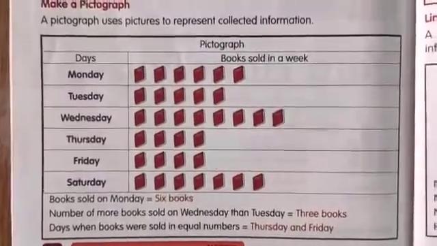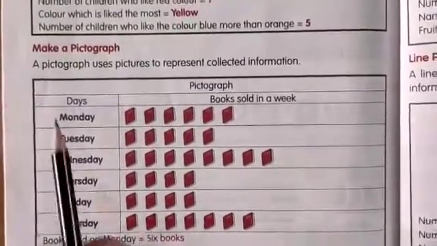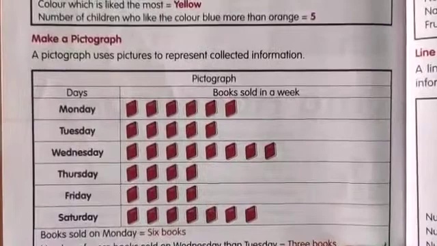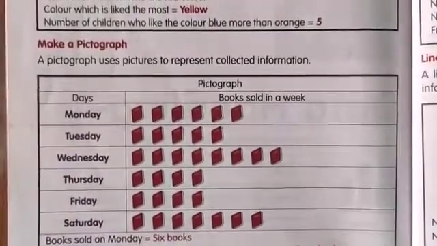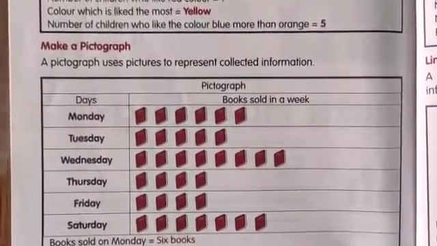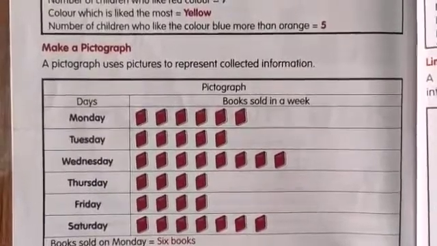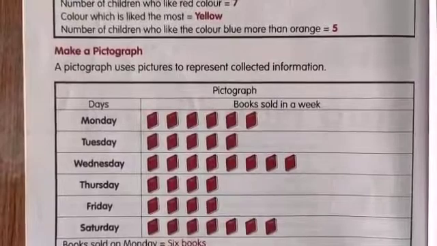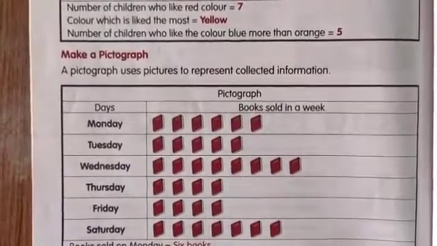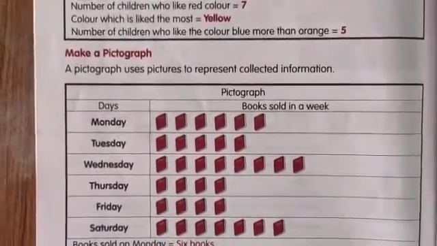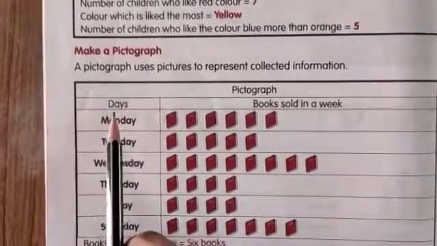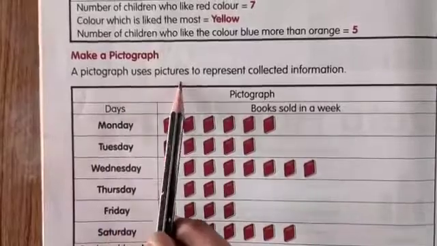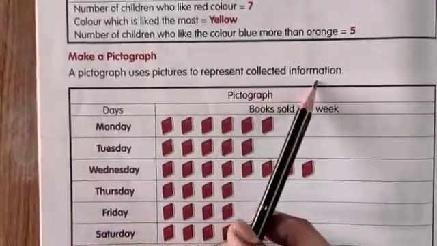Now I am going to explain S2, that is make a pictograph. So children, just now I have showed you tally marks, right? With the help of standing lines and slanting lines we can make numbers. But in the pictograph, you only have to draw the pictures. A pictograph uses pictures to represent connected information.